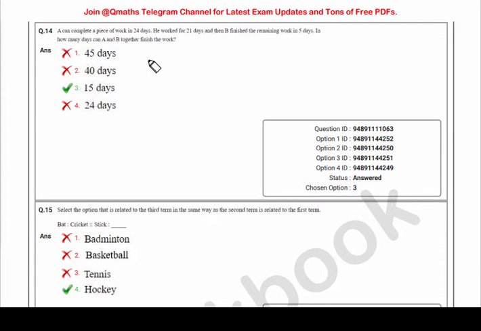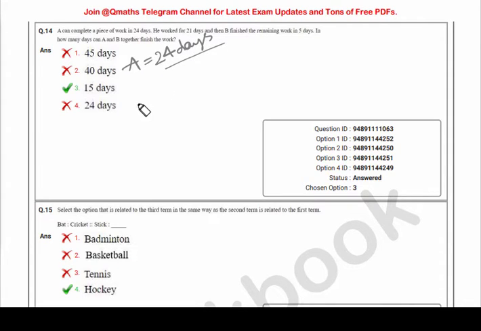Okay, next question. A can complete a piece of work in 24 days. He worked for 21 days and B finished the remaining work in 5 days. In how many days can A and B together finish the work? So they said that A can finish the work in 24 days. Then we don't know in how many days B can finish the same work, but A can finish the same work in 24 days.